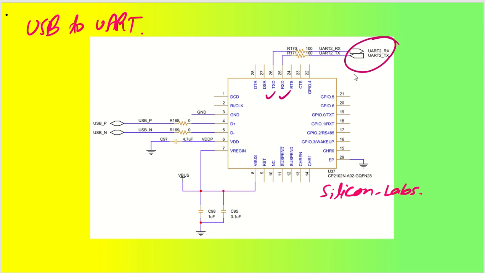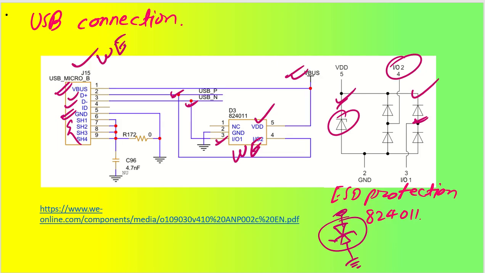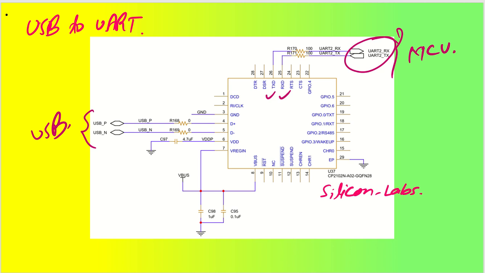Alright, so as you can see, this MCU signal is connected to my UART. I have utilized 2 UARTs, UART 1 and UART 2. UART 2 is connected to this particular UART RX and UART TX of my microcontroller, and this TXD RXD is connected here. So this USB P and USB N is connected to my USB connector device that I was showing you just now. This is my USB connector, so this is how it is going to be connected.